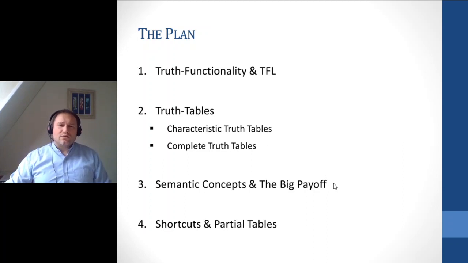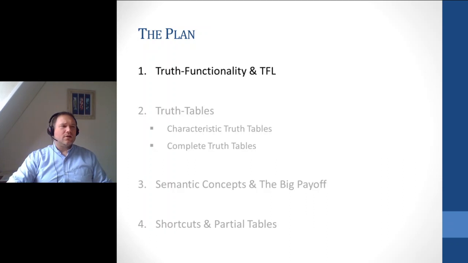Then we'll talk about semantic concepts and how we can use complete truth tables to assess things like validity of arguments, joint consistency of sentences, things like that. And then finally, I'll talk to you a little bit about how we can save ourselves some effort sometimes, and instead of doing full-blown truth tables, do some shortcuts and some partial tables. So that's the plan. Let's go ahead and get started.